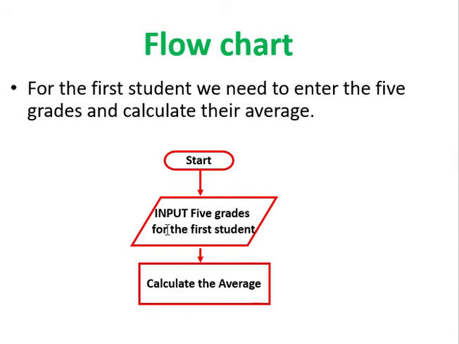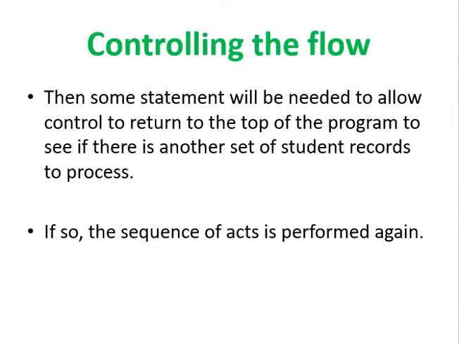Input of 5 grades of the first student. For the first student we have to design this, and after that similarly calculate the average. Now next is controlling the flow. Now, how do we control the flow?